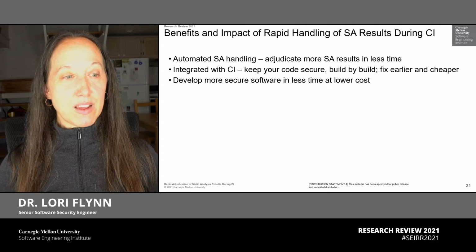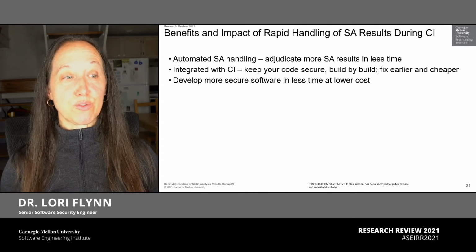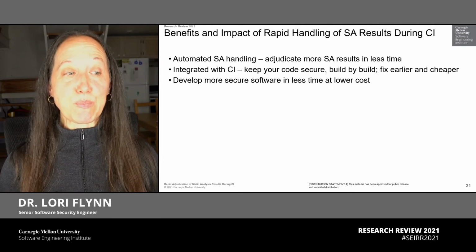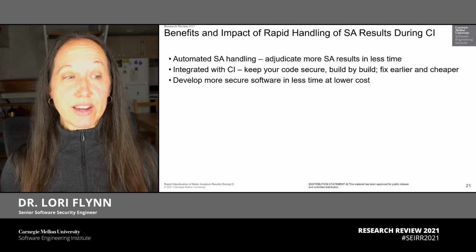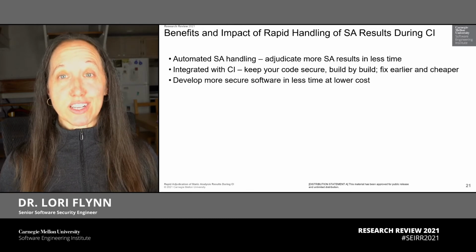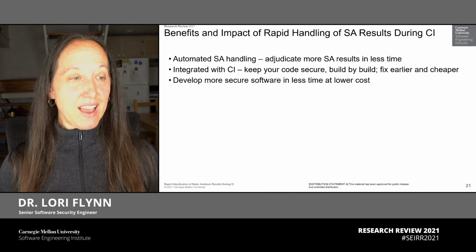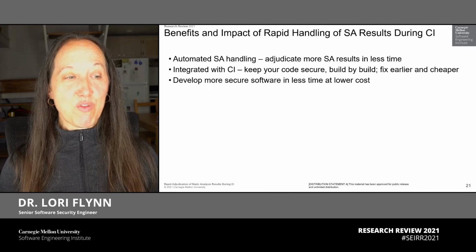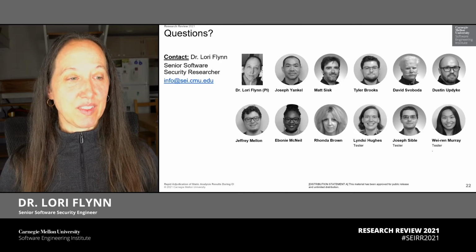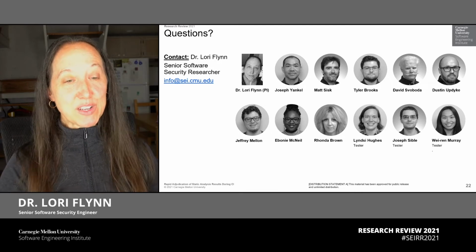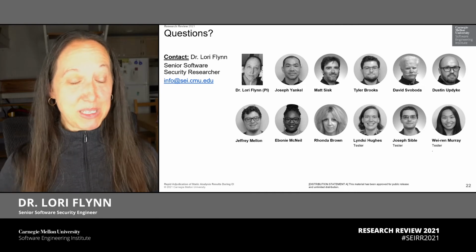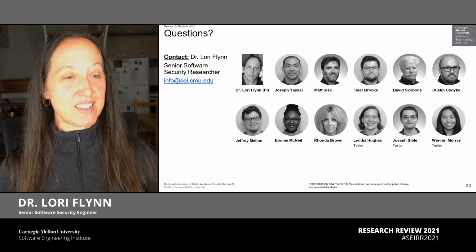So we have developed algorithms and tooling for automated static analysis handling to adjudicate more results in less time. It's now integrated with CI to keep your code secure, build by build, and to fix earlier, which is cheaper. And our overall goal is to help folks develop more secure software in less time at a lower cost. Many thanks to this wonderful team of folks who did the work that I've been talking about in this presentation.